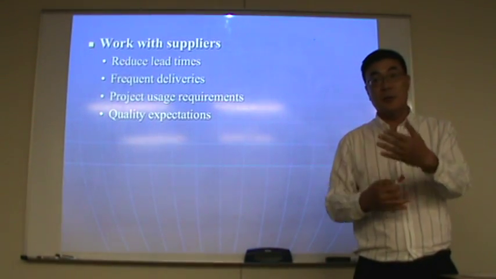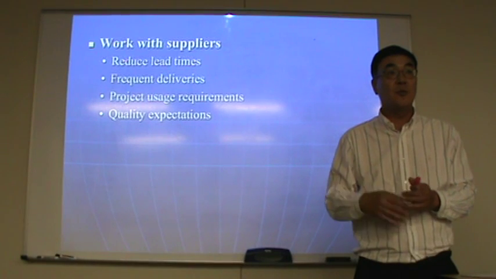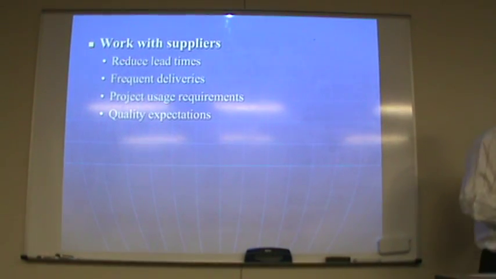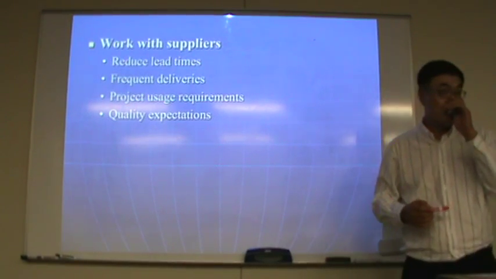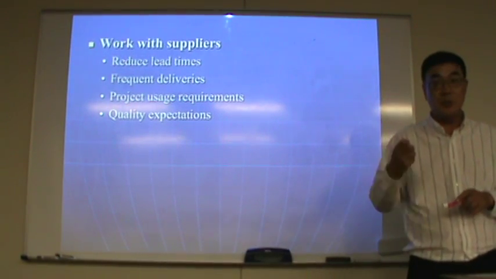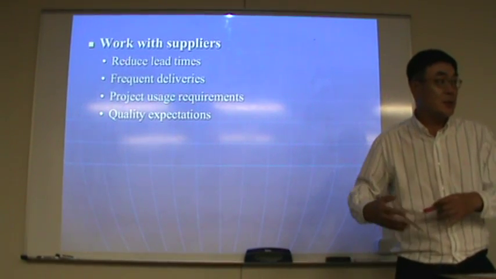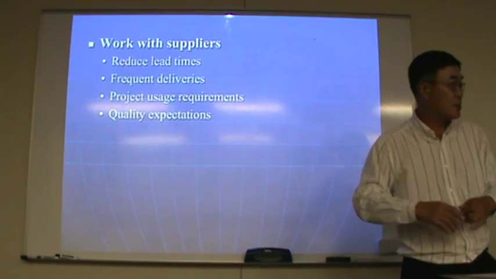When they develop a new product, work with the suppliers. And then quality expectation: quality at the source, inspection at the source, trust their products, quality, and then without inspection, again, just produce.